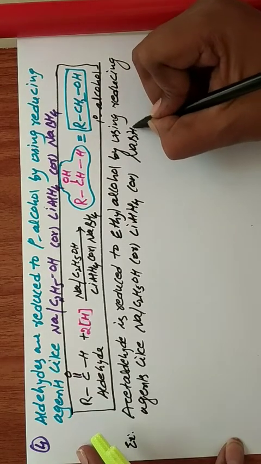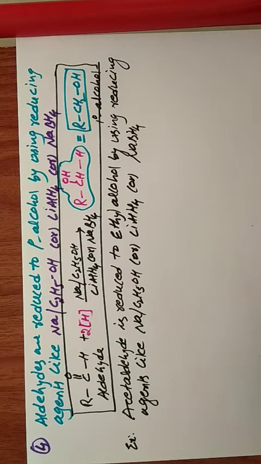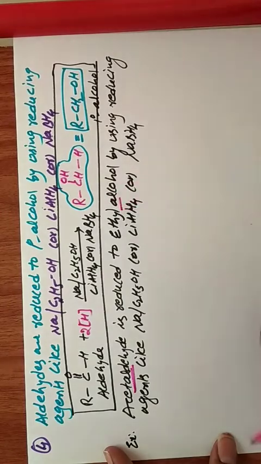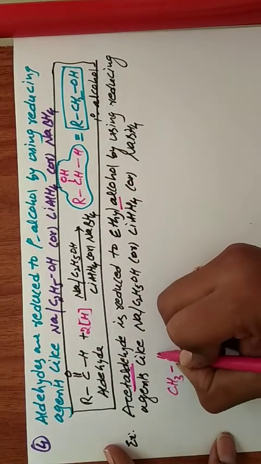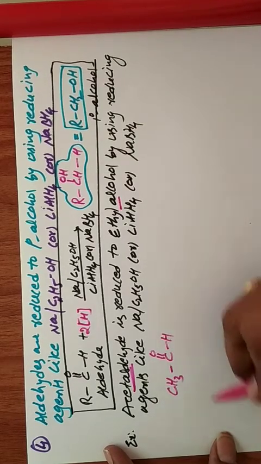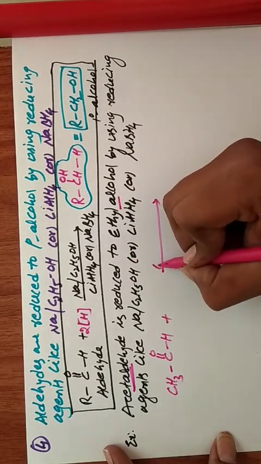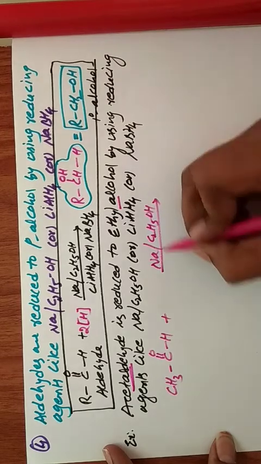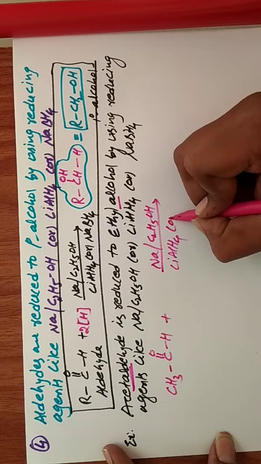So what is the reaction? Acetaldehyde is converted to ethyl alcohol. What is the acetaldehyde formula? CH3–CHO, open structure, CH3–C=O–H, plus we add the same sodium and ethyl alcohol, LiAlH4, or NaBH4.